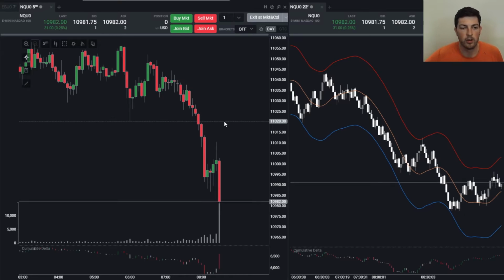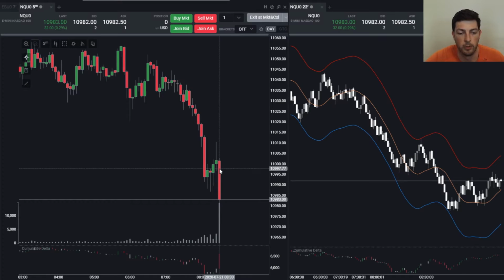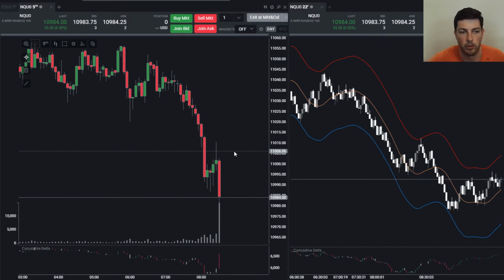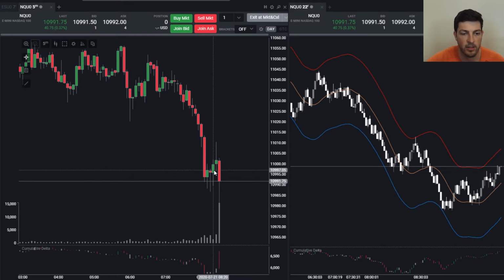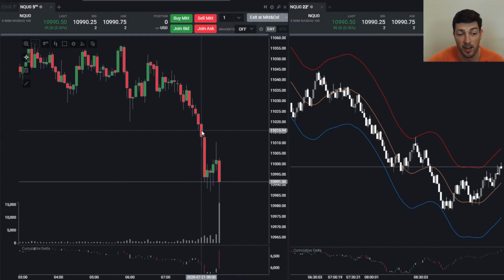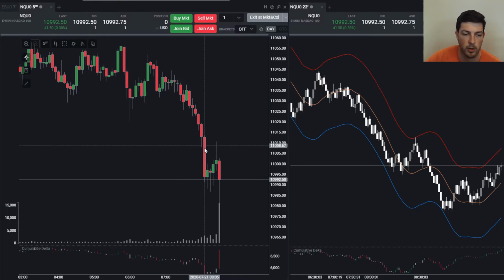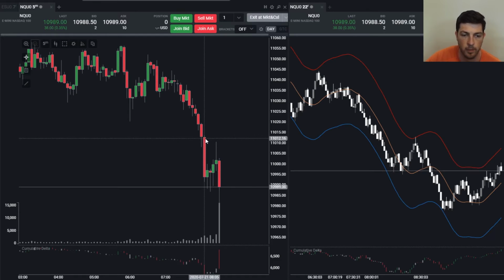For this chart that we're looking at here, each of these bars, whether it be red or green, is called a candle, a candlestick. These are each 5-minute candles, meaning each candle represents 5 minutes of time and price movement. The colored part of the candle is called the body of the candle.